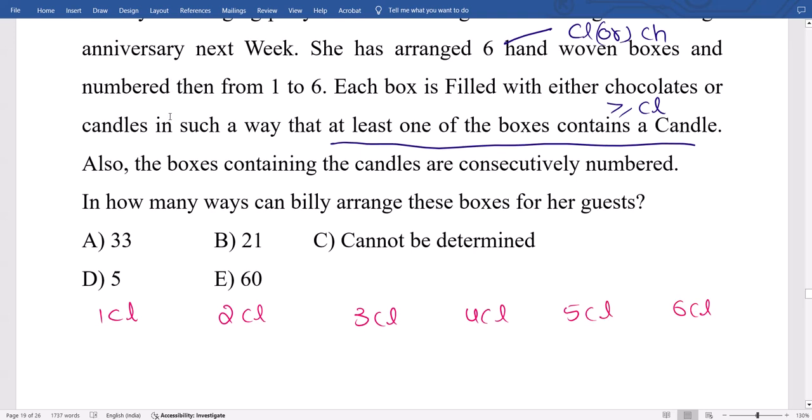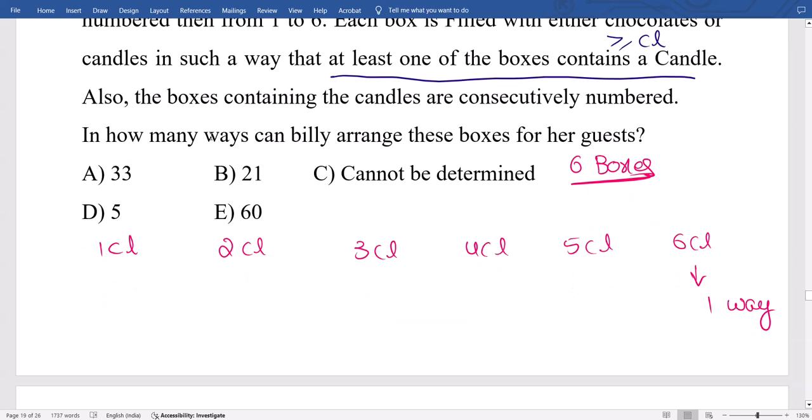So if all 6 boxes are candles, then it's only one way to do that. Now, I have one candle. How many ways is that? The first one can be a candle and the remaining are empty. I have 6 boxes among that. Let's use a very simple logic.